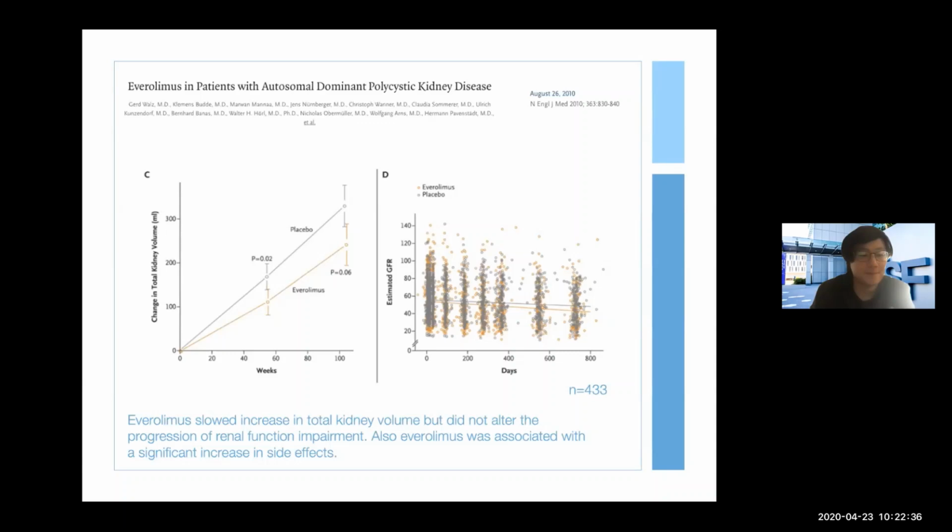Everolimus was found to be somewhat effective in managing polycystic kidney disease in rodent models, which turn out to not have a lot of correlation to the situation in humans. In this study, everolimus did slow the increase in total kidney volume a little bit, but really didn't alter the progression of renal functional impairment.